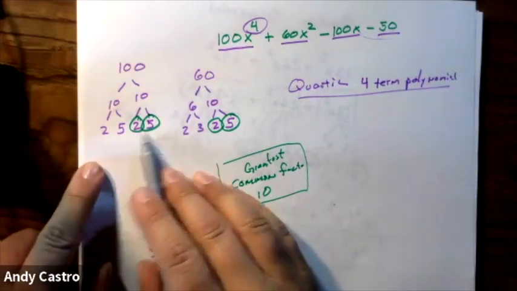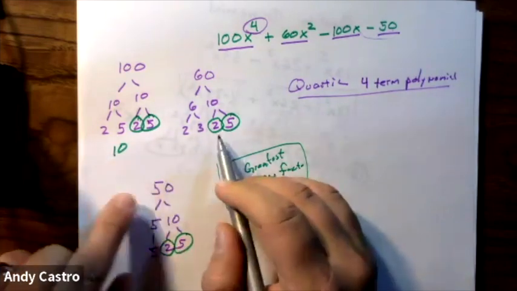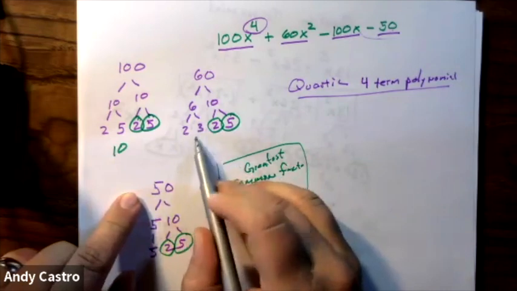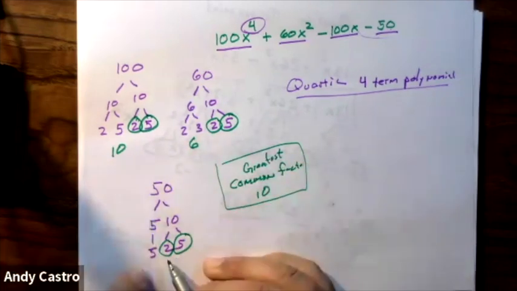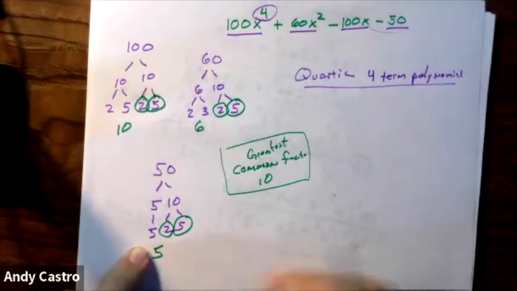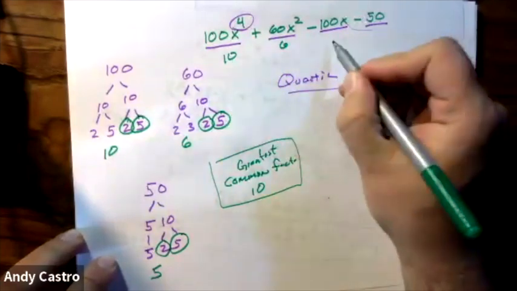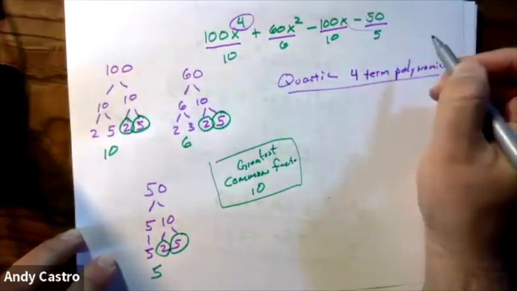All right, if we pull out the 2 times 5, I'm left with 2 times 5, which is 10. If I pull out the 2 times 5, I'm left with 2 times 3, which is 6. And here, if I pull out the 2 times 5, I'm just left with a 5. So I'll be left with a 10 here, a 6 here, a 10 here, and a 5 here.